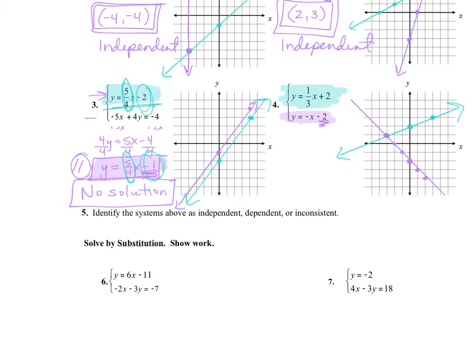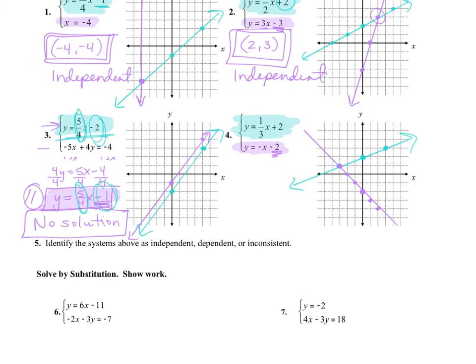And what happens is our answer is this point right here, and that point is the point -3, 1. Okay, and remember, when you hit at one exact point, we say that is independent. All right. So that's those graphs.